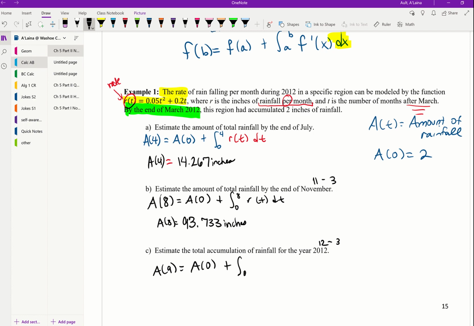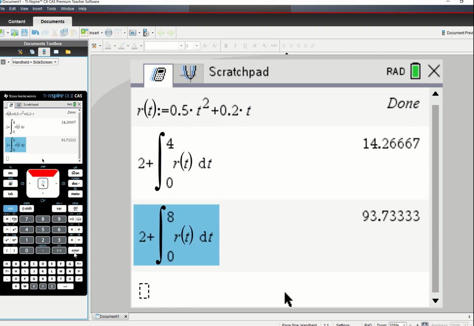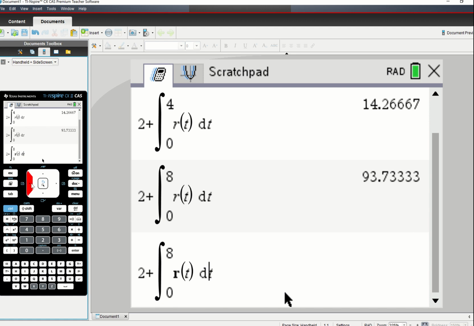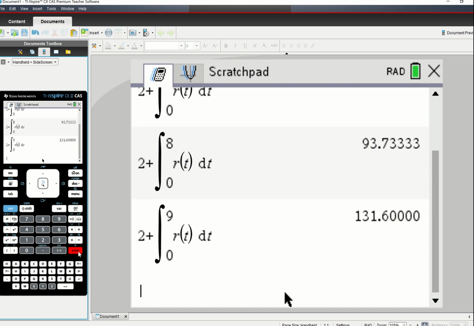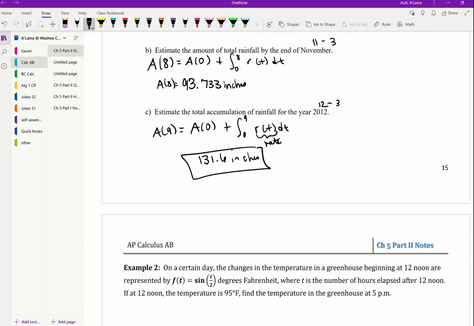And then my definite integral would need to go from 0 to 9 of R of t dt. Keep in mind, this needs to be a rate here that we're undoing. I'm going to use that same method with the calculator of highlighting it and hitting enter so that it copies, and then I'll just change the upper limit to 9, and I get a totally crazy number, 131.6 inches. So there's our first example of how to use the accumulation formula. Let's take a look at another one.